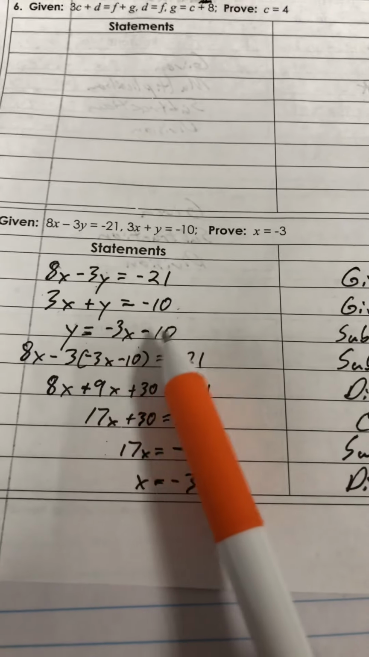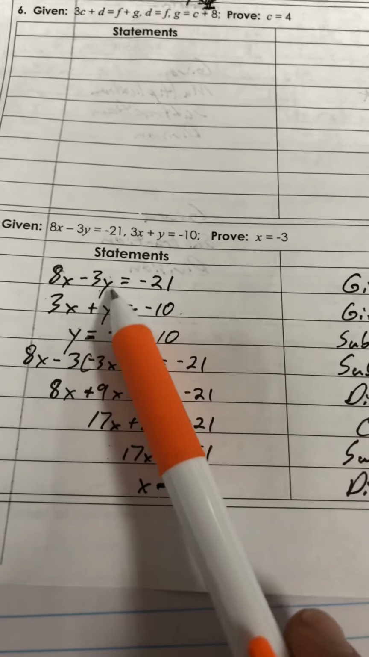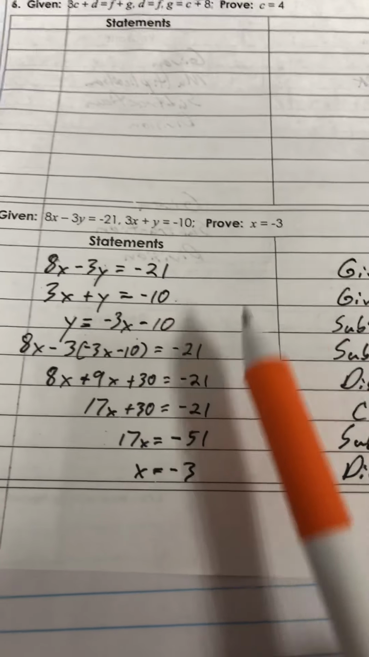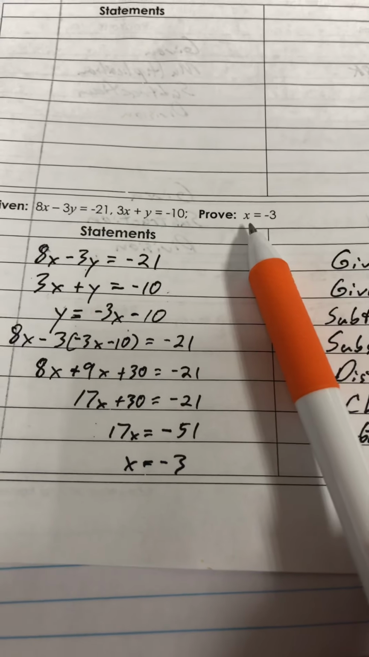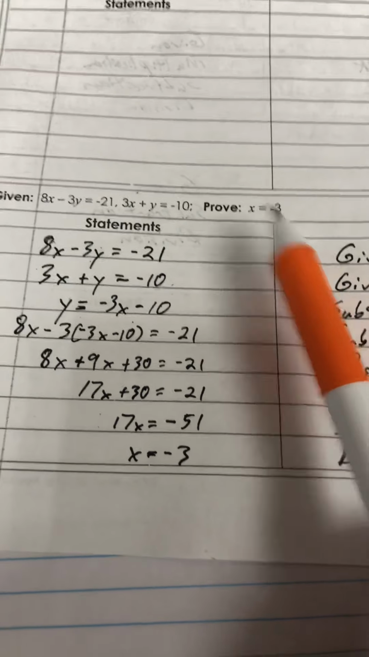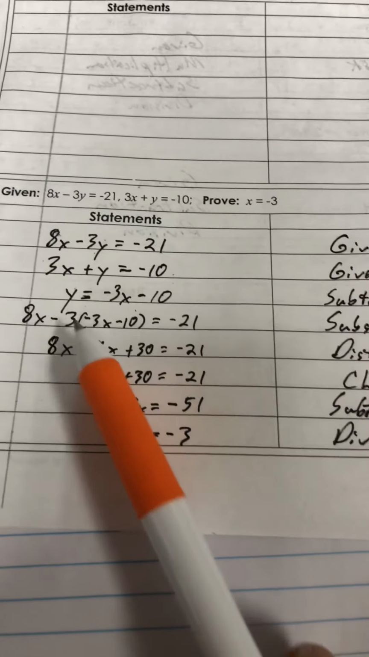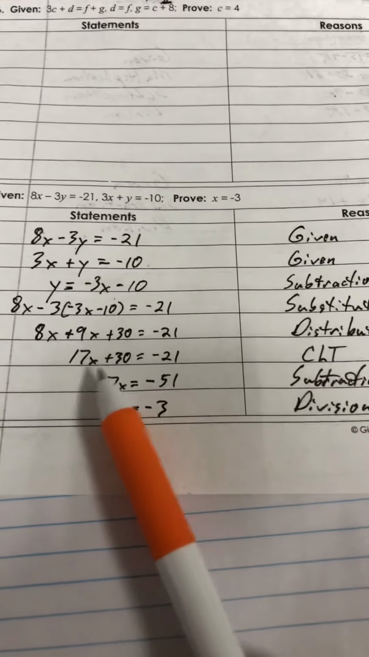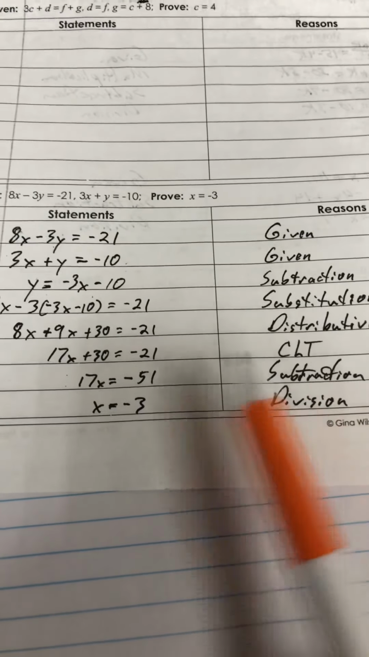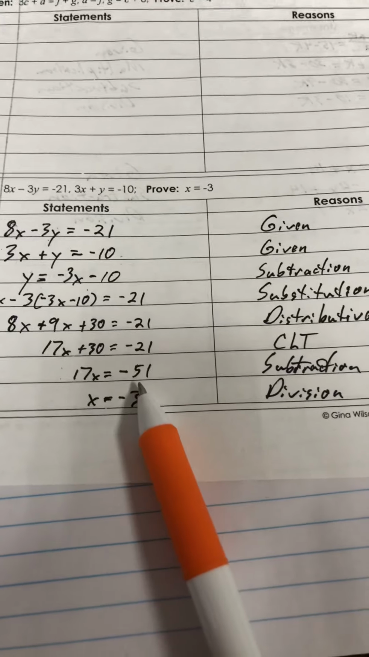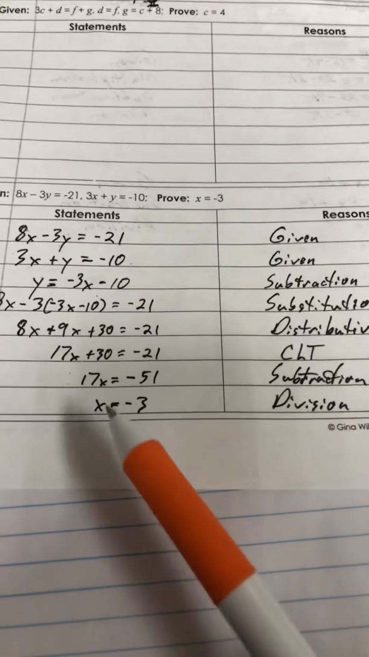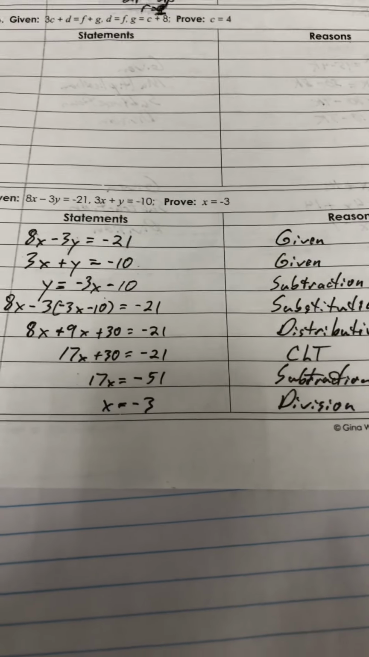So I take this and I plug it in for y, so that now I'm just dealing with all x's. See? Because I just want to know what x equals. I want it to equal negative 3. So I plug it in there. I use the distributive property. I combine like terms. I subtract 30 from both sides, and I divide both sides by 17. Boom. I got x equals negative 3.